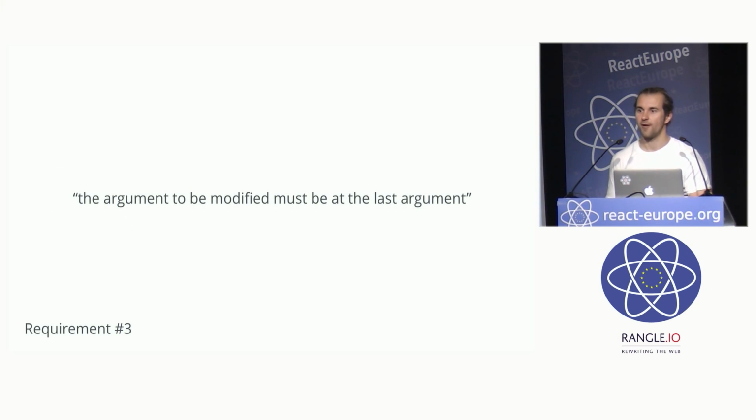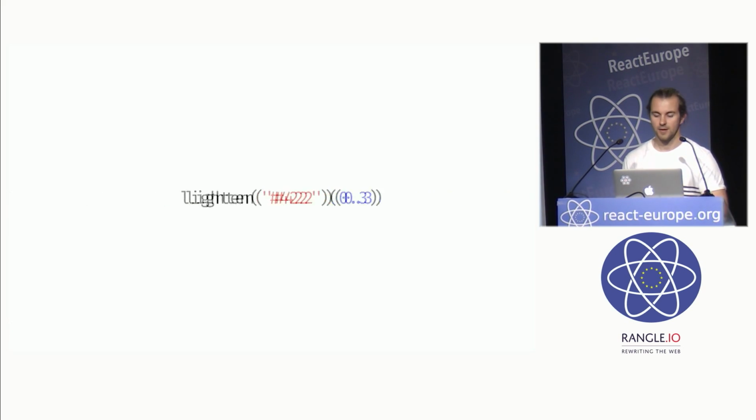I said there are three requirements. So let's dig into the last one, because this is actually the most simple one, but it was quite mind-blowing. The argument to be modified, or the data structure to be modified, must be the last argument. That was interesting to me, because I figured out that if I do this signature, with the color first and the amount second, I can't lock in the amount. I actually have to make the amount first to make it composable.